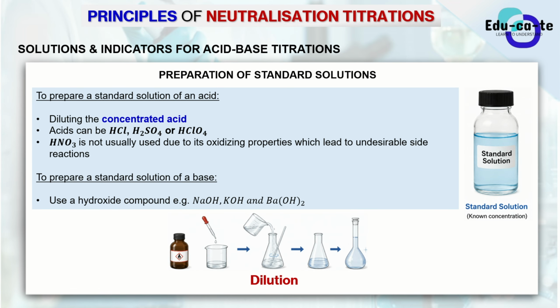Now, how do you prepare a standard solution in the lab? To prepare the standard solution in the lab, you need to use a concentrated acid or a concentrated base. Remember, the standard solution can either be an acid or a base. So if you take a concentrated acid, such as hydrochloric acid, sulfuric acid or perchloric acid, these are the commonly used ones, and all of them are strong acids. Remember that we have already said that we are using strong acids for making standard solutions.